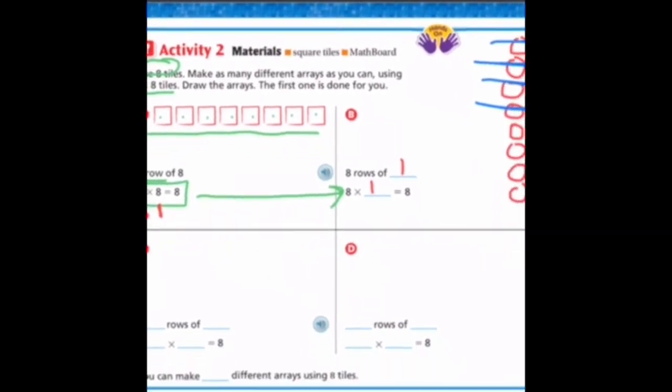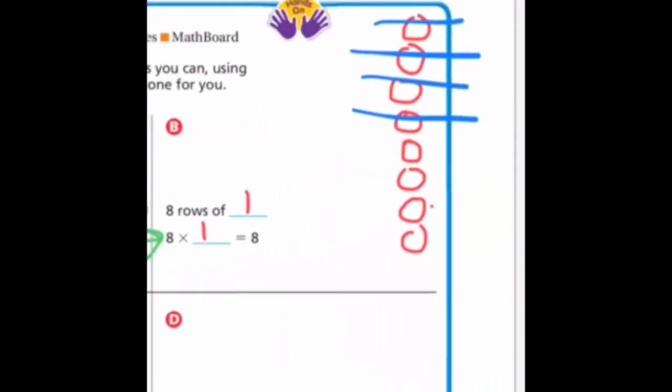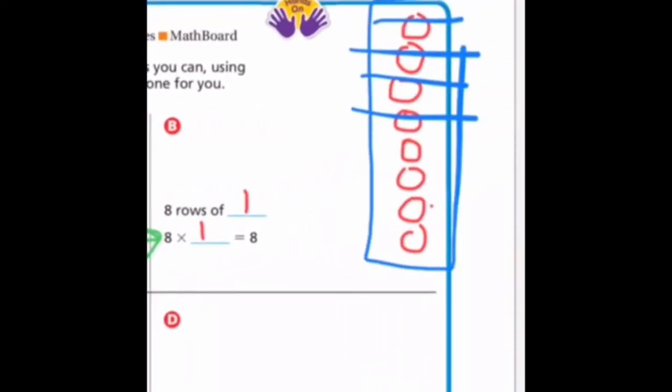Remember, rows go sideways. So that's a row, that's a row, that's a row, that's a row, right? And there's only 1 in each row, so 8 times 1. So I easily came up with my first two. I went with 1 row, and then I used the commutative property to switch those two factors around. 1 times 8 became 8 times 1, and then I was able to make 8 rows.